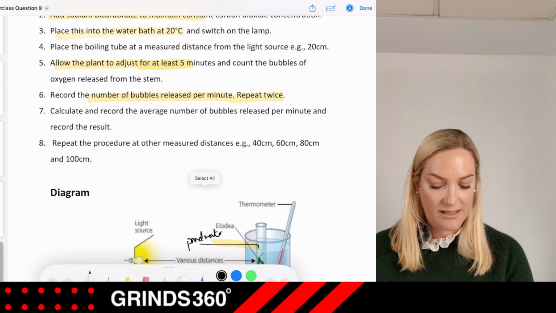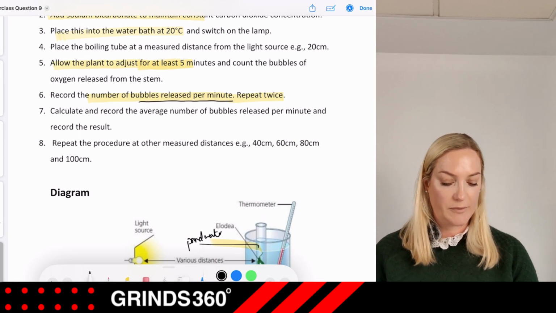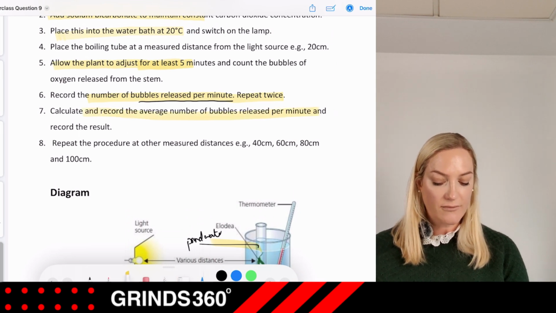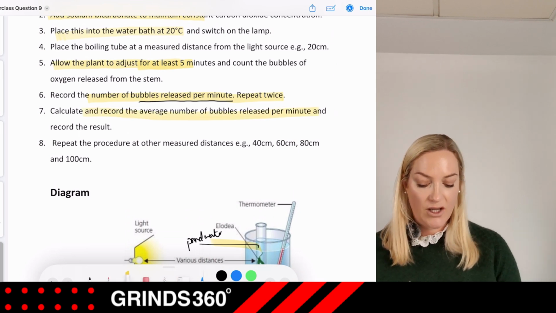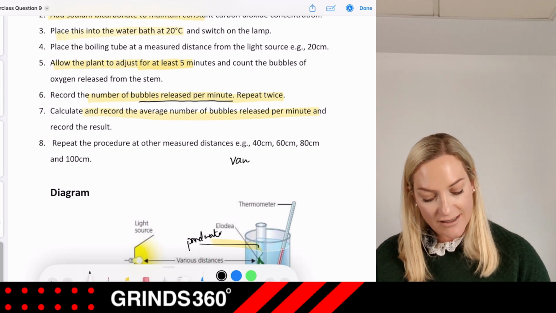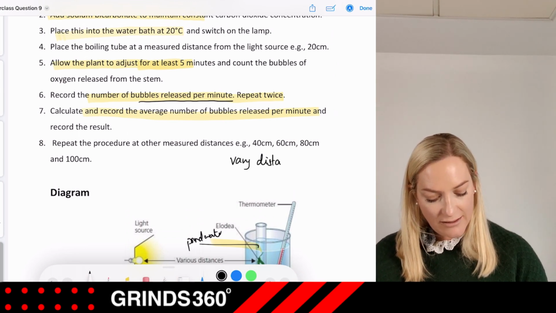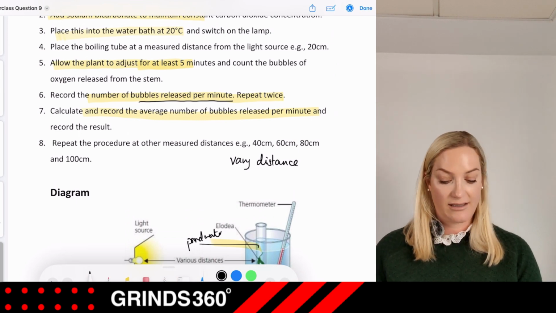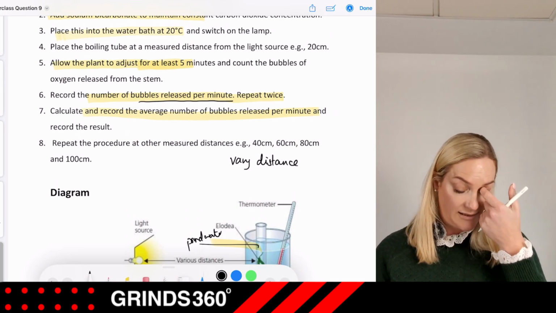This is our rate of photosynthesis. We're recording the number of bubbles and repeating this twice. Then we're going to calculate the average number of bubbles released per minute and repeat at different distances. You could be asked, how could you vary the distance? You could say, use a meter stick with set distances, at these distances here.